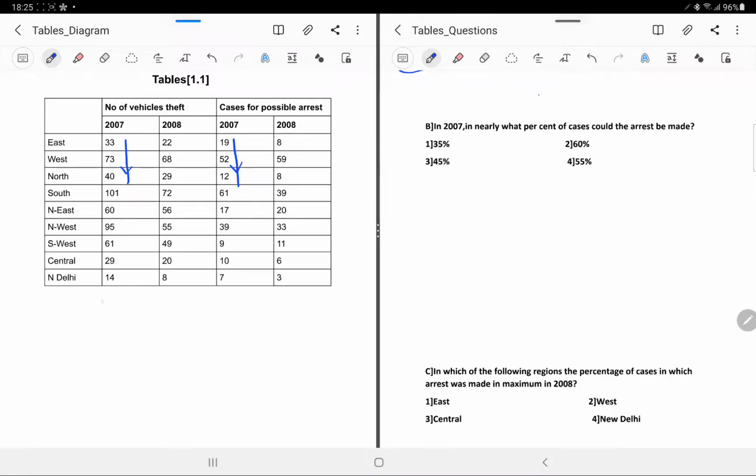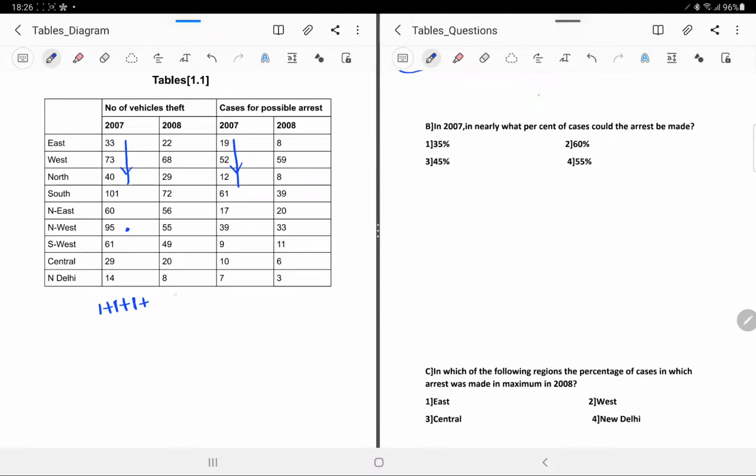So 33 plus 73. This has to be very quick. So 33 plus 73 is 106. Carry 1. 6 plus 40 is 46. 46 plus 1 is 47. 47 plus 60 is 107. Okay, so carry 1. 107. Now 7 plus 95 is 102. Okay, 102. So 2. 2 plus 61 is 63.